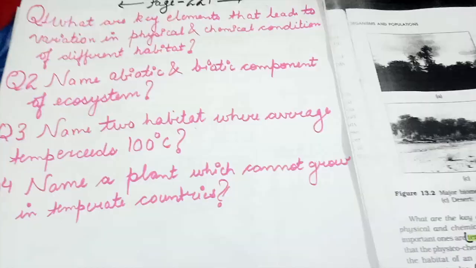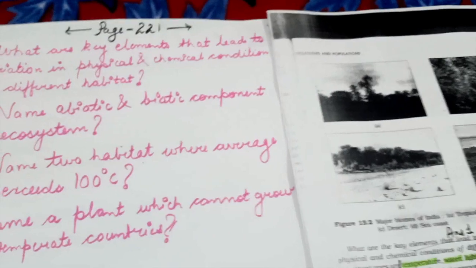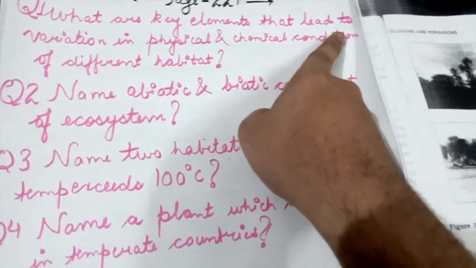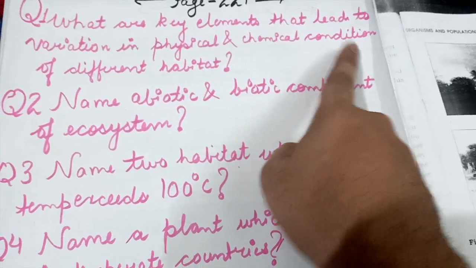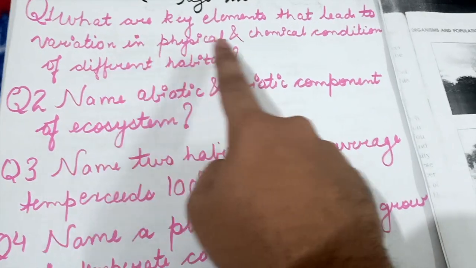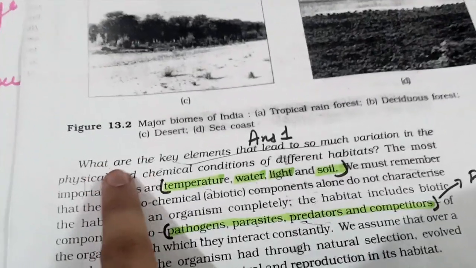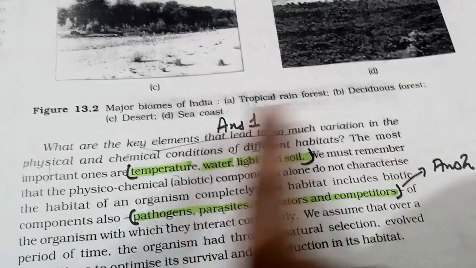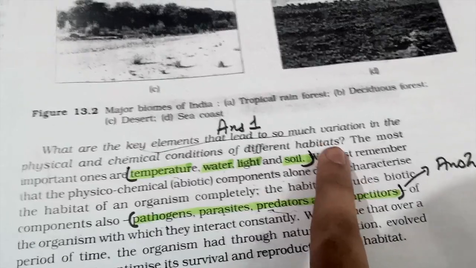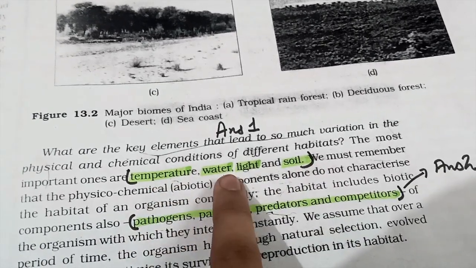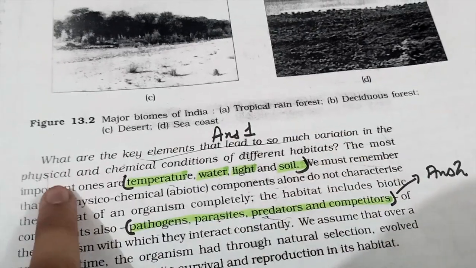This can be asked. Now, if we move further to page 221, let us look at what the important questions on page 221 are. The first question is, what are the key elements that led to variation in physical and chemical conditions of different habitats? This question is given right here in the NCERT. The answer is temperature, water, light and soil. These are the four conditions because of which there is variation in physical and chemical conditions of different habitats.